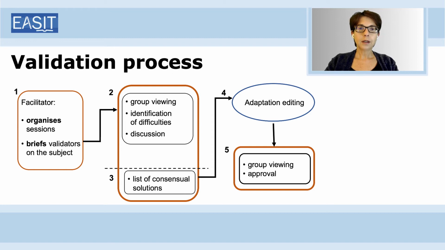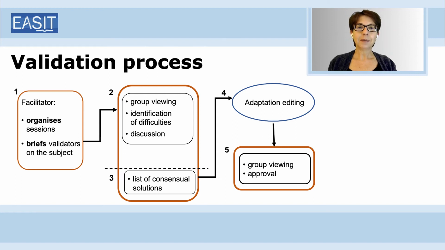The tasks in stage 1 are organizational ones. The facilitator organizes the sessions and gathers validators and briefs them on the subject. Then, in stage 2, the reviewing process starts. For example, in the case of subtitles, validators will watch the content to identify difficulties. Validators will assess visual aspects, editorial aspects, and the use of contextual information. These parameters you know already from the previous video lectures.